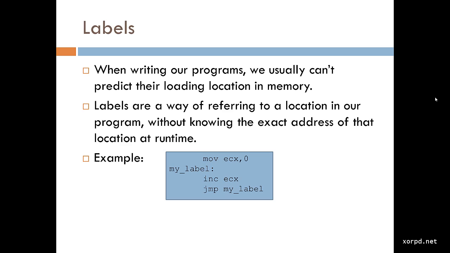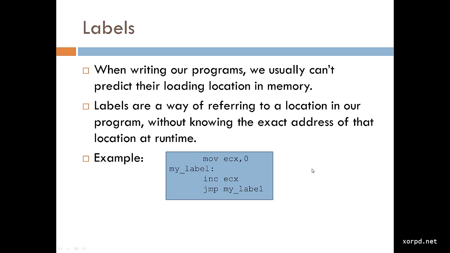This is mostly important when you write assembly programs that are going to work over some kind of operating system. For example, if you write your program so that it runs inside the Windows operating system or maybe the Linux operating system, then definitely you are not going to choose your own location in memory. Labels are a way of referring to a location in our program without knowing the exact address of that location at runtime. What does that mean?